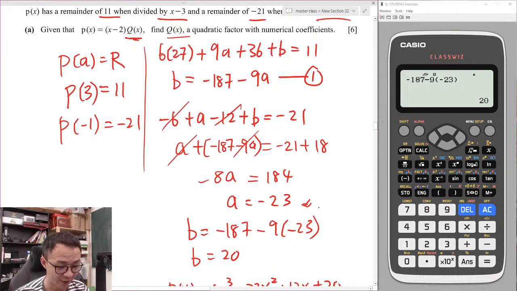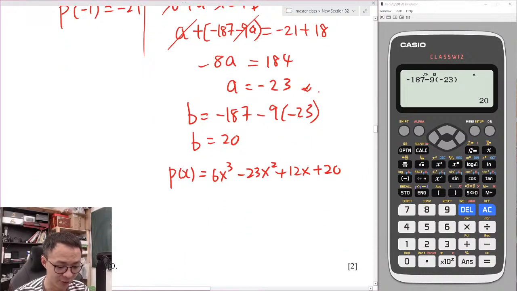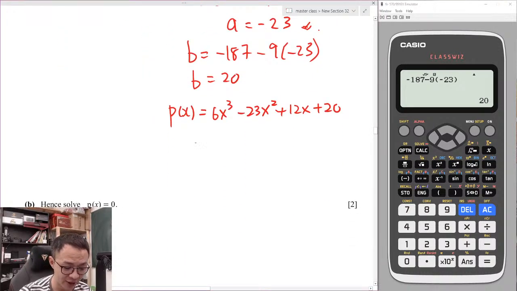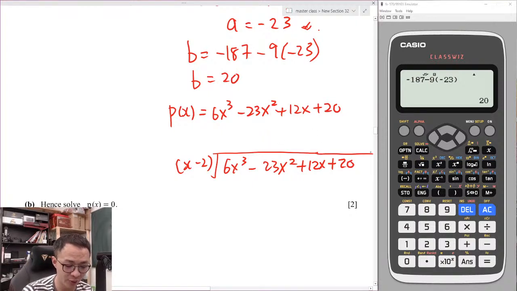Yep, which is correct. Based on this, I know I need to do a long division, and the long division will divide by x minus 2. Right now, I want to do a long division to find out my q(x), which will be my answer here, when I divide by x minus 2. So this is 6x cubed minus 23x squared plus 12x plus 20. So long division, I hope you know how to do.